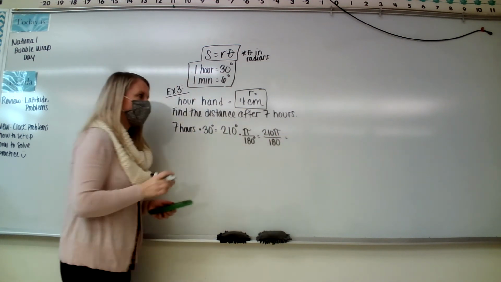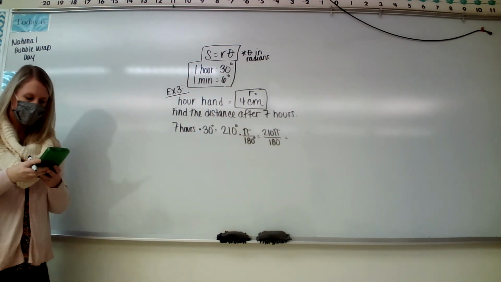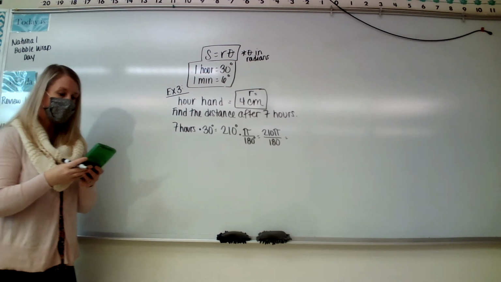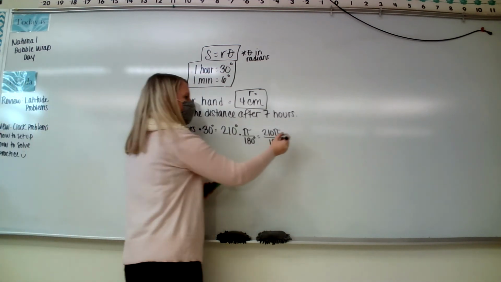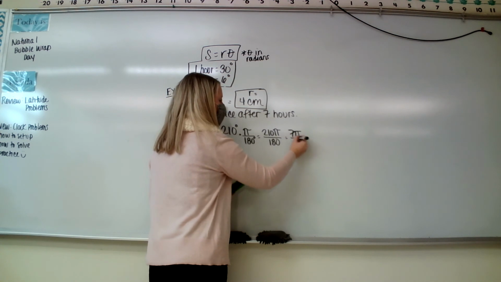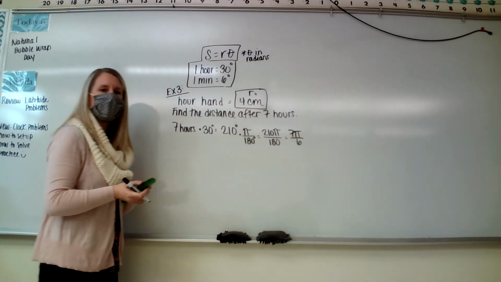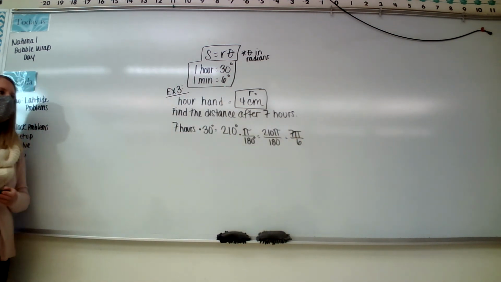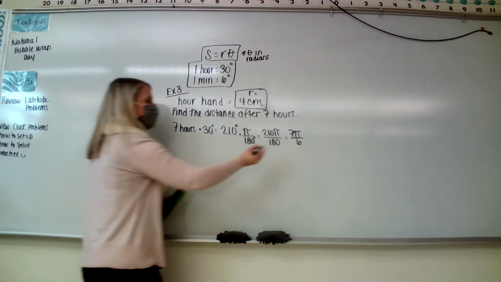And then once that's multiplied out, I'm going to reduce it. Use your calculator, use an online calculator, anything that's going to reduce the fraction for you, but don't put the pi in. So we leave those in terms of pi. 7 pi over 6 is now my theta.